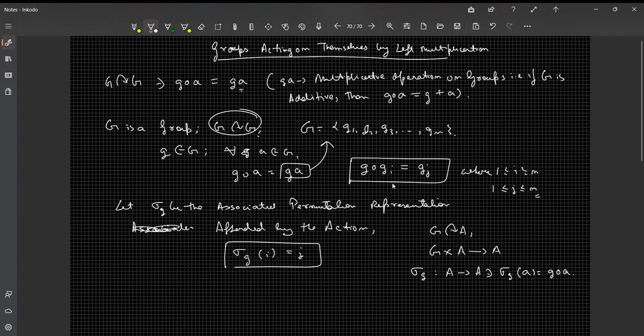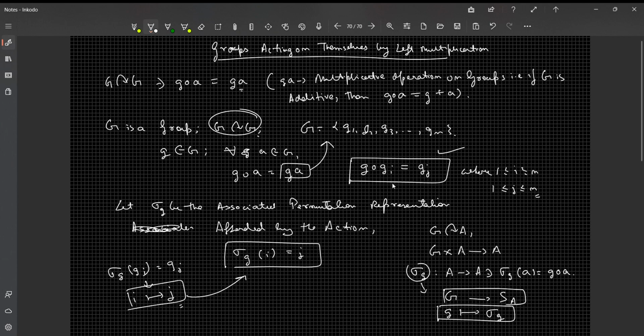Okay. So sigma g can also be thought of as the image of the element small g in Sn or in any symmetric group. So if I consider a map from G to SA, where SA is the set of all permutations of the elements in A, then we can map g to sigma g. Yeah. So these things were covered in the previous lecture, the first lecture on group actions, right? So if I map sigma g as this associated permutation representation, then sigma g of gi by this statement is nothing but gj, but that is equivalent to just getting i mapped to j, right? So that is what we did here.